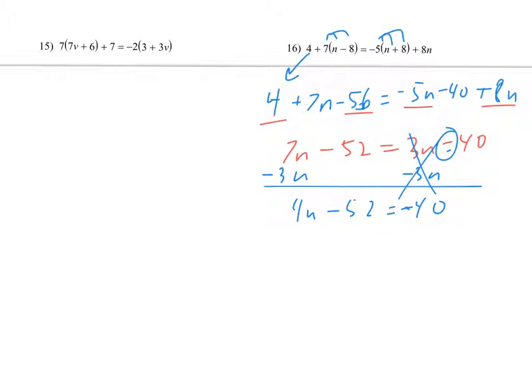So then I need to add my number over to the other side. So I'm going to add 52 to both sides. So that'll give me 4n equals, and this is actually 52 minus 40.